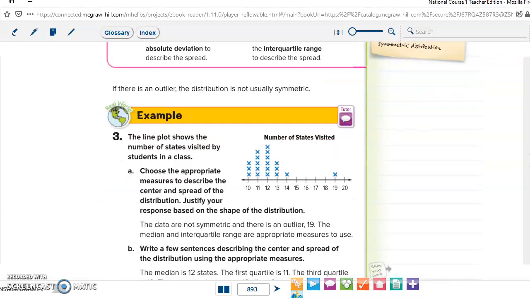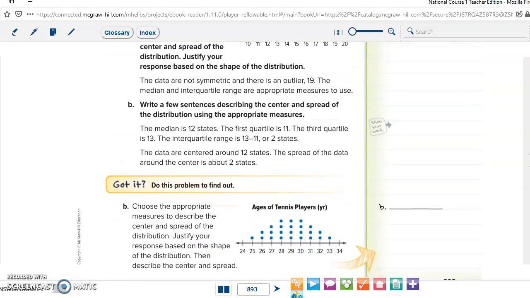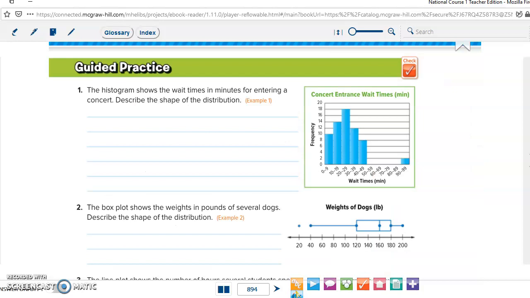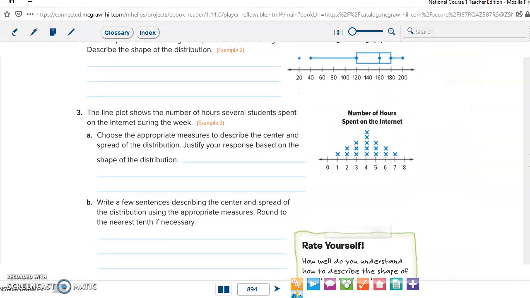Yeah, this example is done. I will give you homework. I want you to describe this. Number 3, page number 894. This homework is for tomorrow. Please solve it, take a photo, and send it to my account.